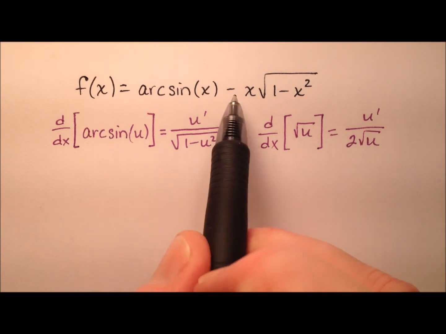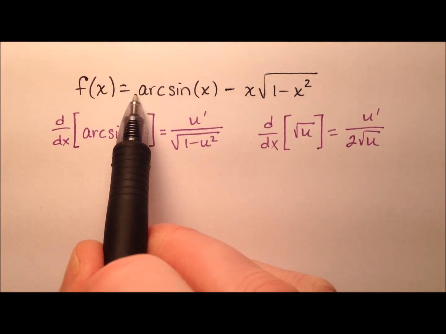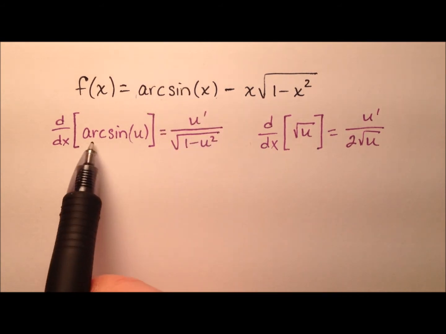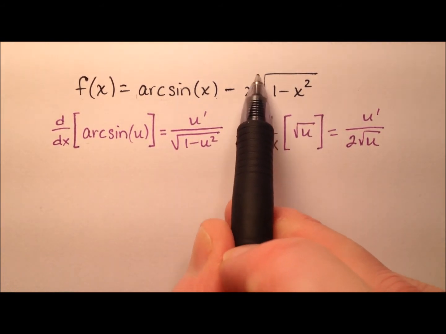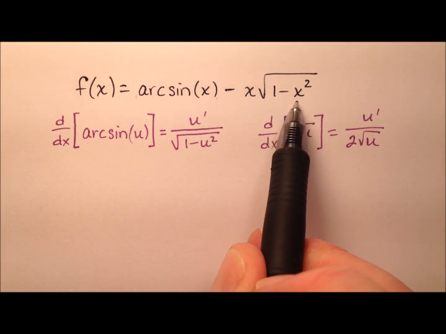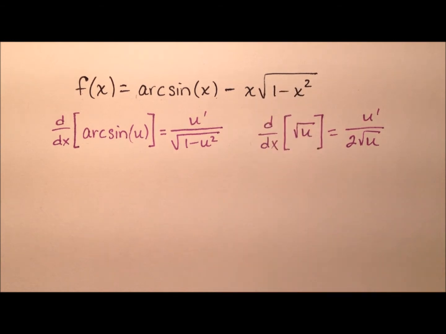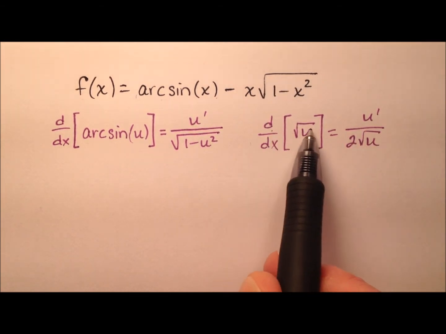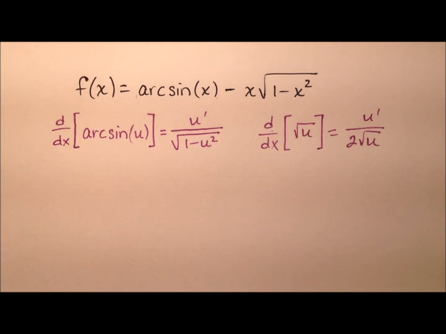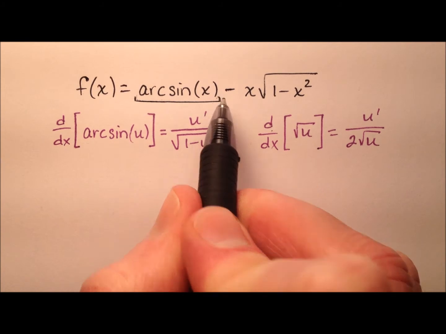Okay, so it looks like in our function f of x, we have two terms here. We have ourselves an arcsine of x, which that derivative rule is right here. And then we have an x times the square root with a little function underneath here. So it looks like we're going to use product rule with chain rule. And you can see that possibly this derivative of the square root here with the function underneath would be helpful as well. So let's go ahead and look at this arcsine first.